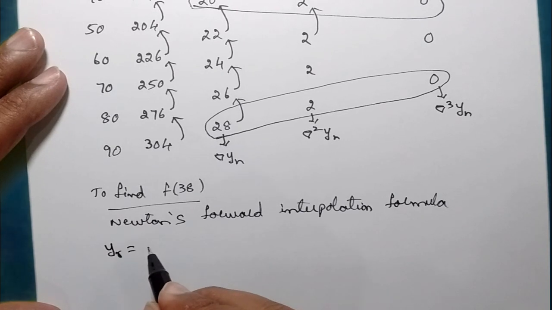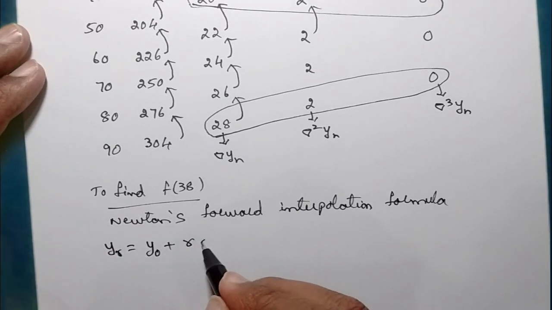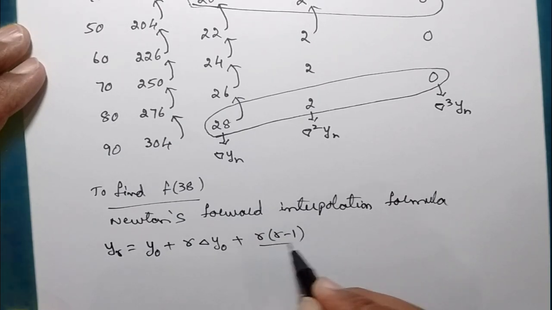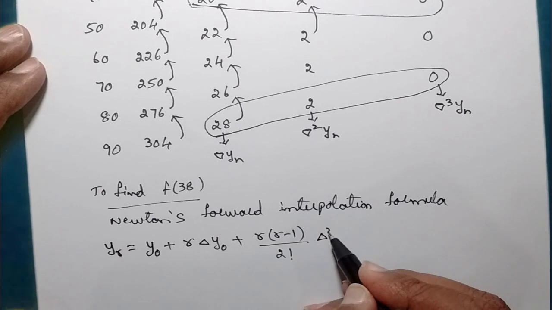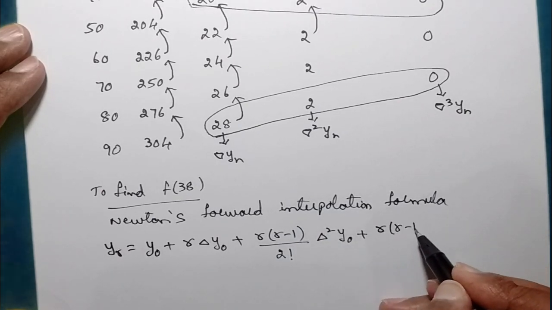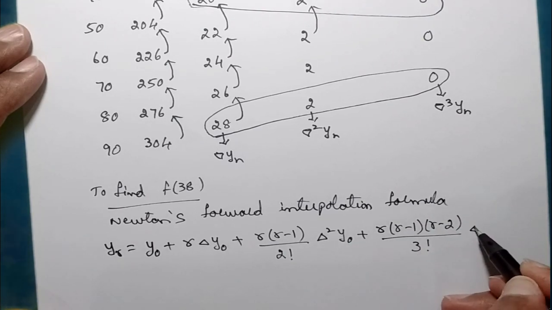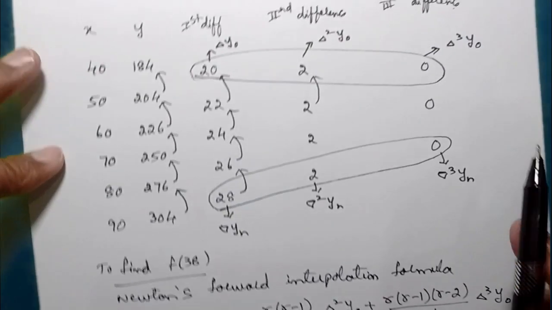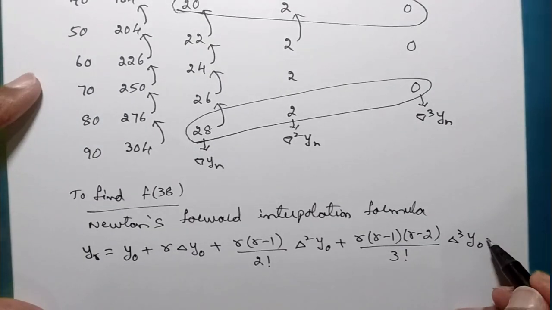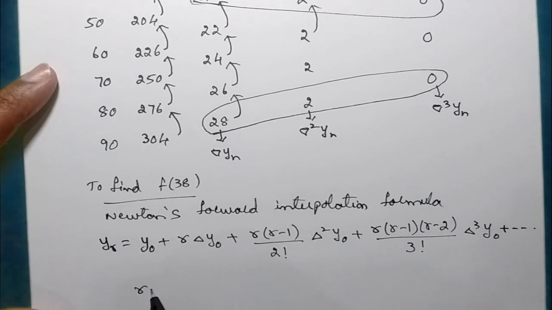So yr is equal to y naught plus r into del y naught plus r into r minus 1 divided by 2 factorial del square y naught plus r into r minus 1 into r minus 2 divided by 3 factorial into del cube y naught. Because you have got the values up to del cube y naught in the table, I will be writing the formula up to del cube y naught. So we have to calculate the value of r here.